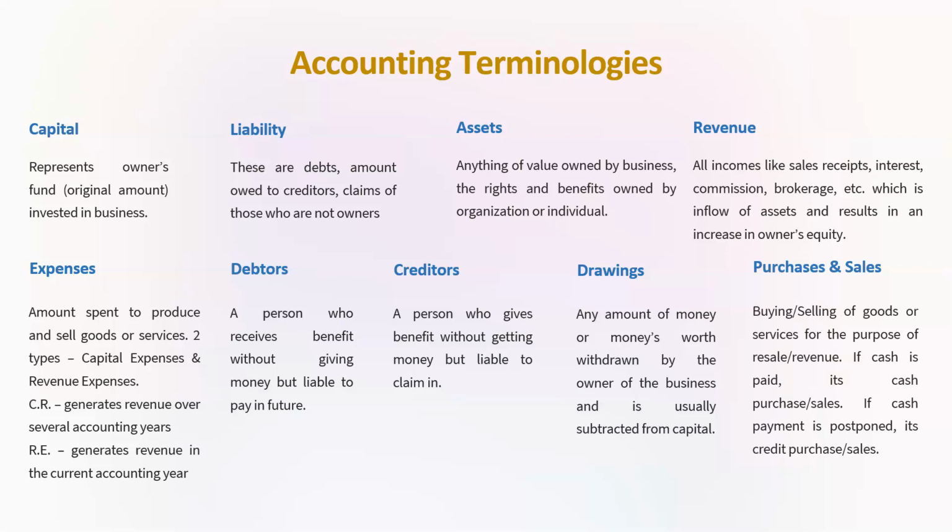And finally, you have purchases and sales. Buying and selling of goods: whatever you buy is purchase, and whatever you're selling comes under sales. Only if cash is being paid for a purchase or a sale, it's considered a cash purchase or cash sale. If cash is not mentioned in the transaction, it always refers to a credit purchase or a credit sale.